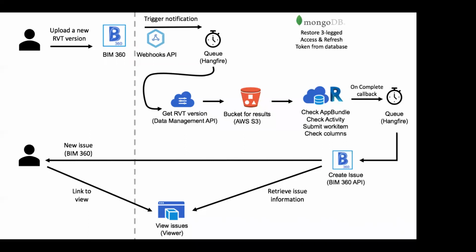So just to summarize again, we upload a new version of the model, webhooks will trigger, we start a job on Design Automation to check that file, and store the results inside the S3 bucket here. When it's ready, we just create issues, and the issue will appear to the user, and then the user can click and view the problems inside the viewer. So that's the overall idea of this sample. And this diagram is also available at the GitHub sample.